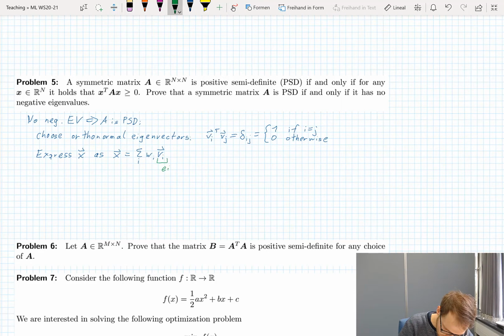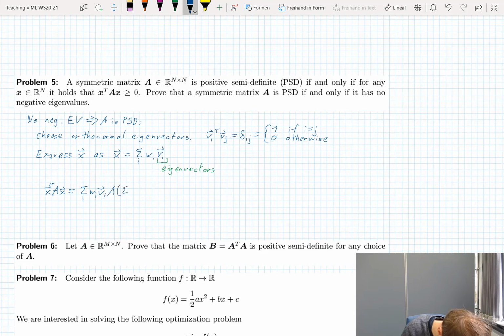So these are the eigenvectors. Okay, now we go back to the definition. So we look at x transposed A x. And with that, we can express this via the eigenvectors, right? So we say, okay, this is the same as the sum over i of w_i v_i, that's the left one, times A times the sum over j of w_j v_j, that's the right one. Actually, there's a transposed here.